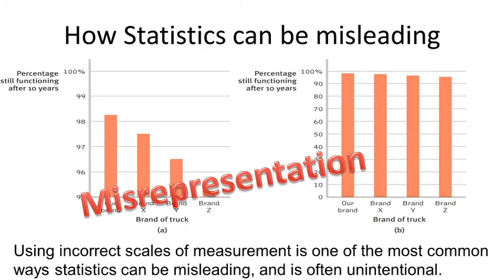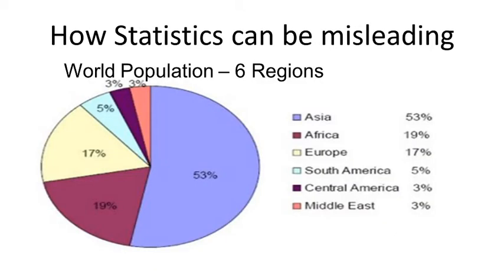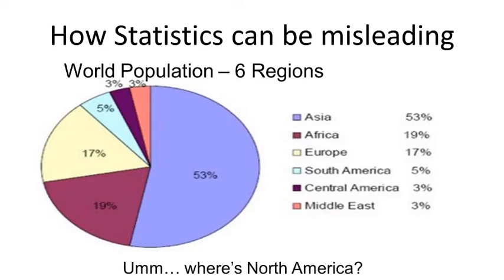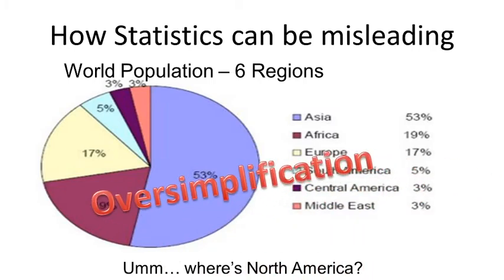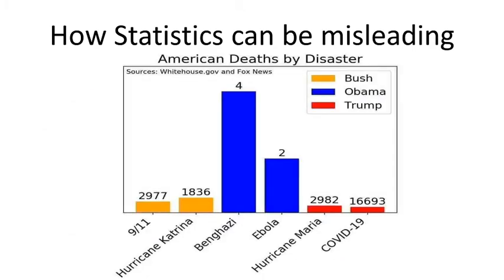Scale of measurement, in fact, is one of the most common ways that statistics can be misleading, and it is often unintentional. Here's another quick one. This one is titled World Population, 6 regions. You can see Asia, Africa, Europe, South America, Central America, and Middle East. If you haven't noticed the problem here, where's North America? Isn't North America part of the world? If this is about world population, North America should be in there. So this is just another example of oversimplification.